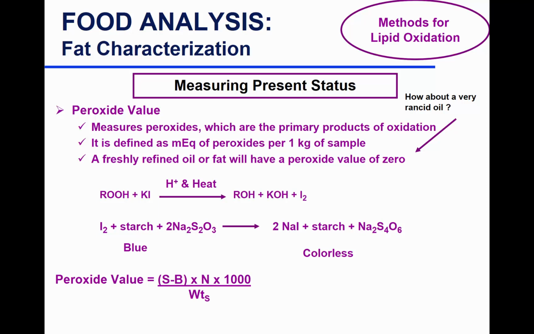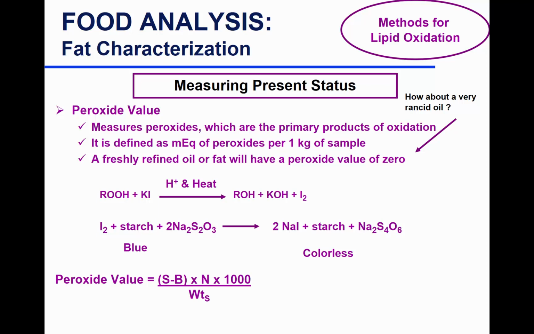So yes. All right. So how you did it in the lab, you reacted your peroxide, if they were present, you react them with potassium iodide, and then you generate iodine. The iodine, you add the starch, you get that dark blue or purplish color, and then you titrate with sodium thiosulfate. The concentration of sodium thiosulfate depends on how much peroxides you expect in your oils.